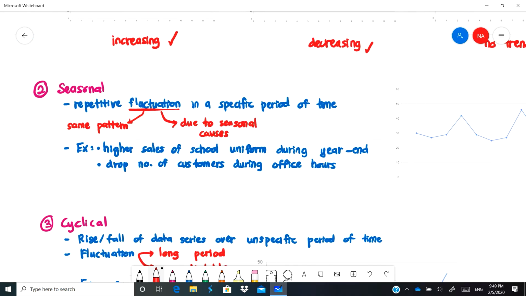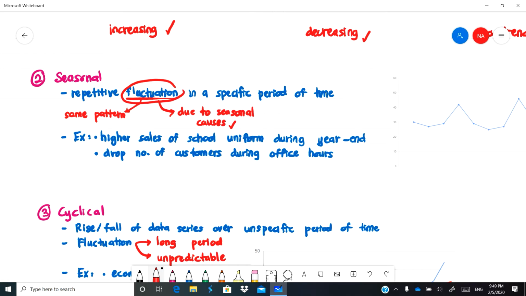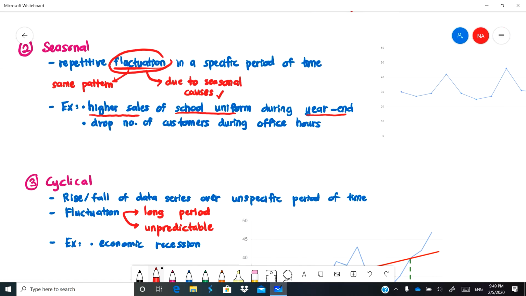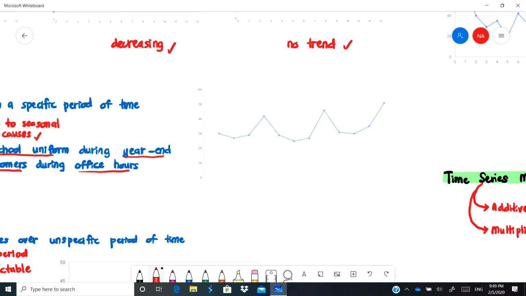The second component is the seasonal, also known as seasonal variation. The data series has a repetitive fluctuation, where the fluctuation follows the same pattern, because of seasonal reasons. For example, we have higher sales of school uniforms during the year end because school is going to open soon. And we have a drop in the number of customers during office hours because people go to the office for work, so there are not many customers in restaurants, malls, and so on. One only occurs during office hours, and the other only occurs during year end.